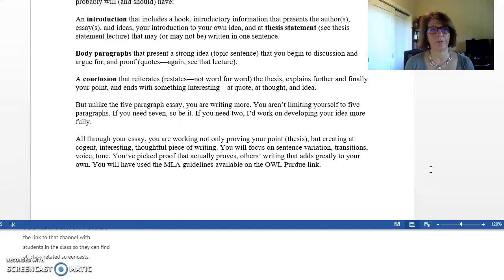It's really important. So that's all that should be in your essay. However, what you do in these individual paragraphs is where the good writing comes in, and we'll be talking about that for the rest of the semester.